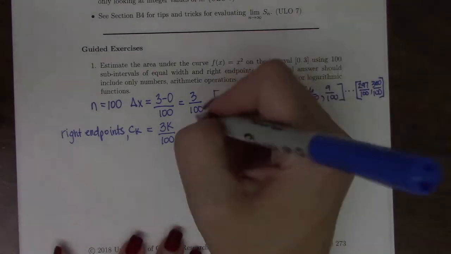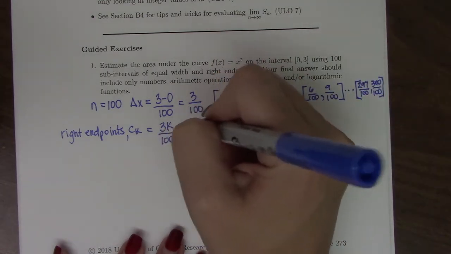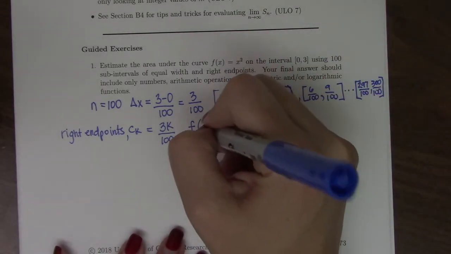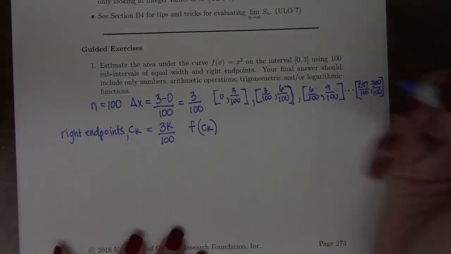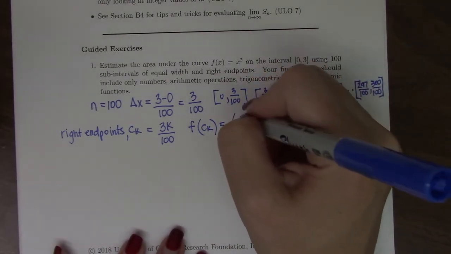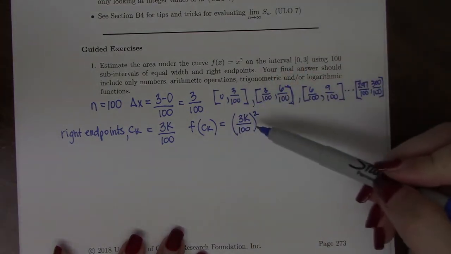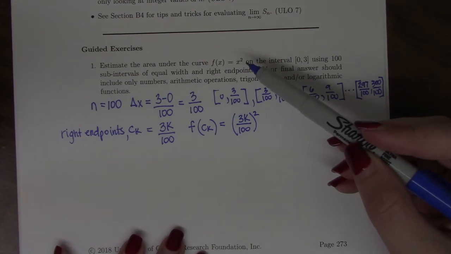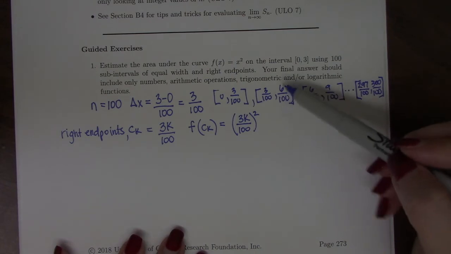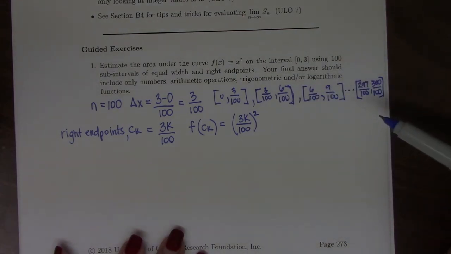So now what I want to do is see, well, if these are all the x values for all of my endpoints in the most general form, because I'm going to compute all of these at once, well, f of c sub k is going to be 3k over 100 squared. And so all I did was plug it into my function x squared. So now if I plug in 1, I get the height of this rectangle. If I plug in 2, the height of this rectangle. 3, the height of this rectangle. And when I plug in 100, I get the height of the last rectangle.